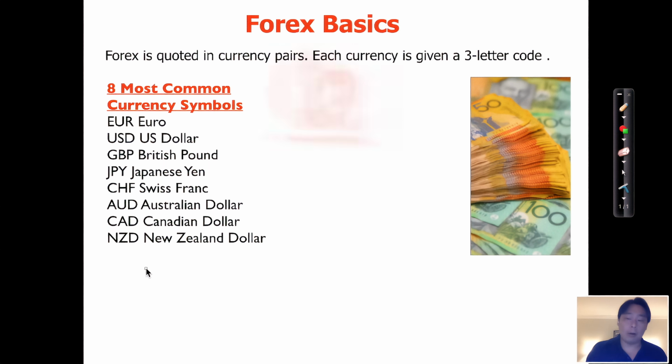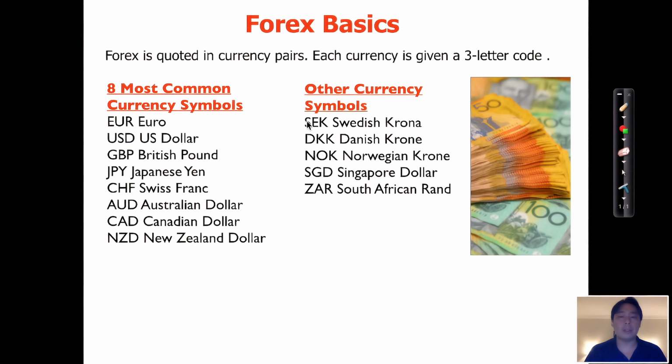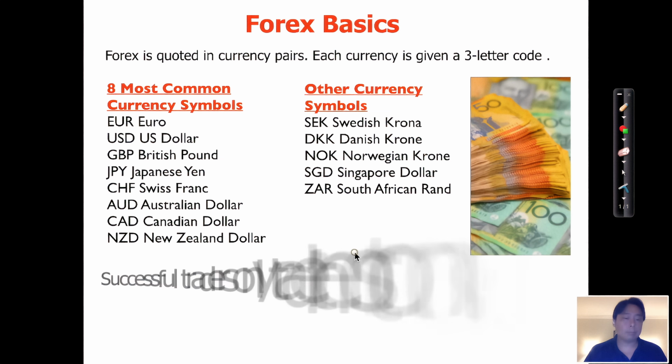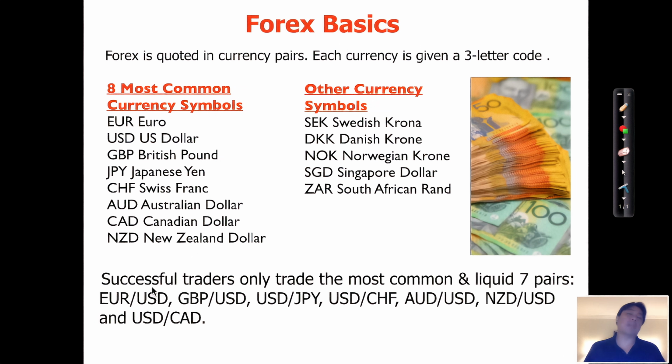Main currency pairs. These are other currency symbols that we won't be trading, at least I don't trade them. The most successful traders only trade the most common and liquid 7 pairs. Now, I do trade slightly beyond the 7 pairs, and I'm going to show it to you, but these are the 7 most common pairs, which are the most liquid. They're the most actively traded, with the highest volume, so they move with the greatest volatility and the tightest spreads. I'll talk about spreads in a while.